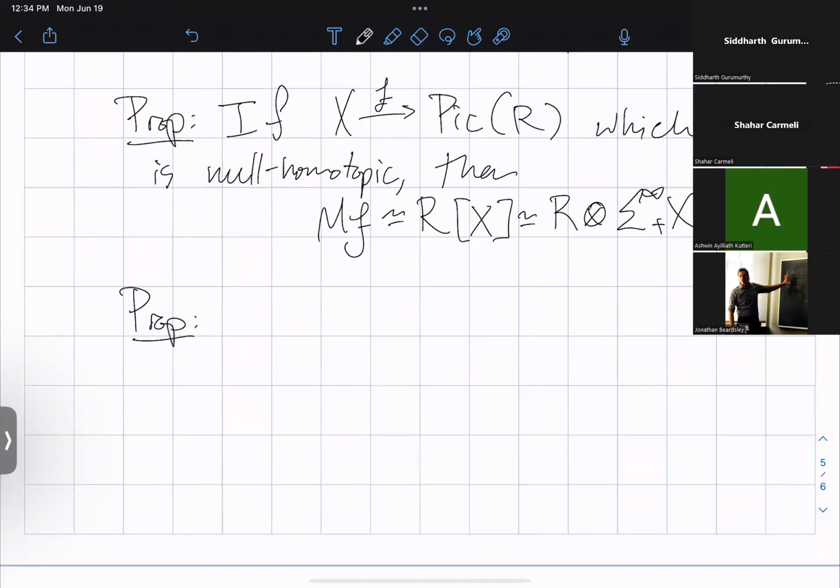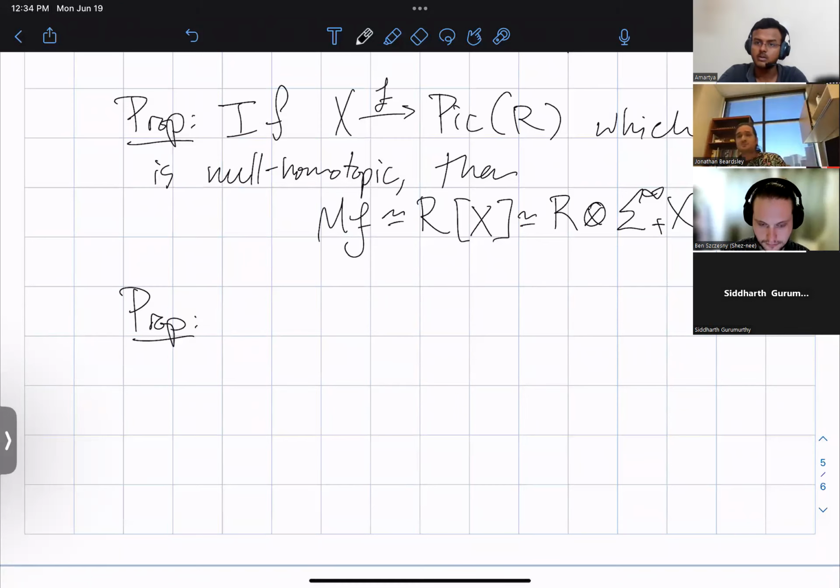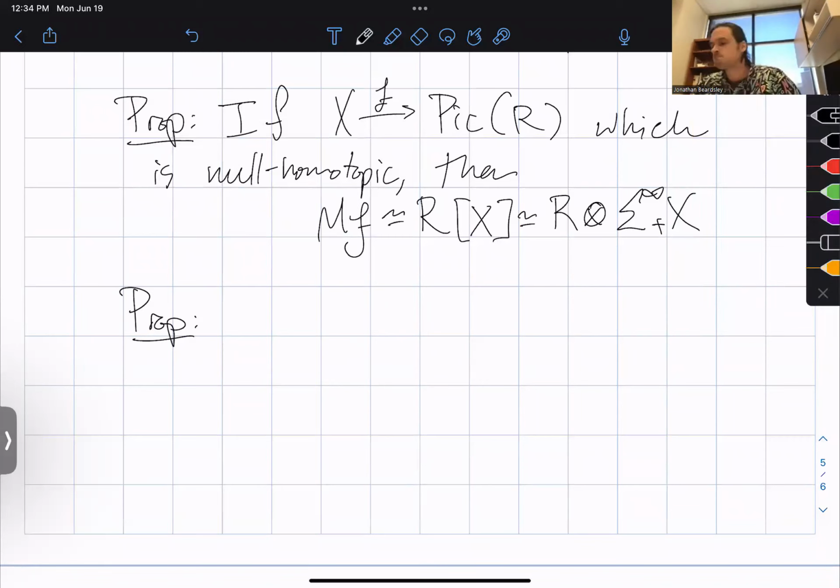But I think it can be sort of a fun exercise to try to think about why this should be true. You know, it's sort of this picture of X inside of R mod, where every map is the identity, and then you're taking the colimit of this. What does that sort of thing look like?